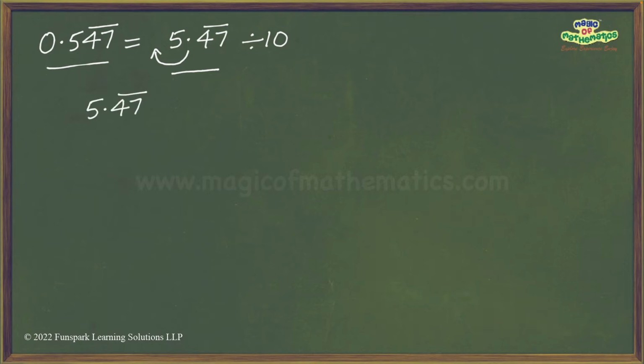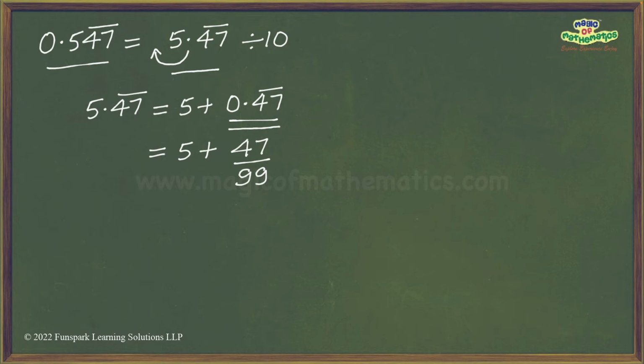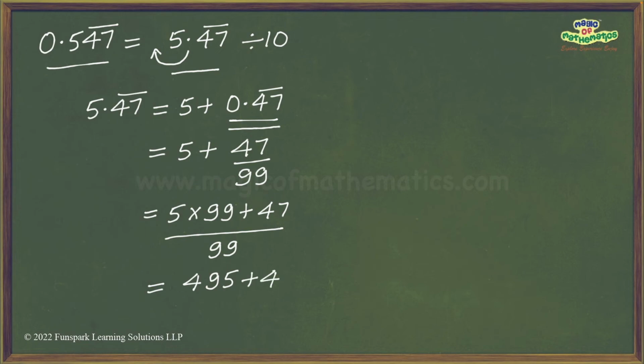5.47 recurring can be written as 5 plus 0.47 recurring. Now we finally have something which we know how to handle. 0.47 recurring equals 47 over 99. So we have 5 plus 47 over 99. This equals 5 times 99 plus 47 over 99, which equals 495 plus 47 over 99, which equals 542 over 99.